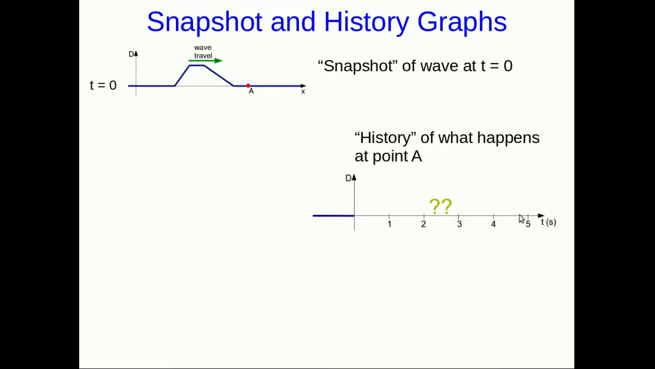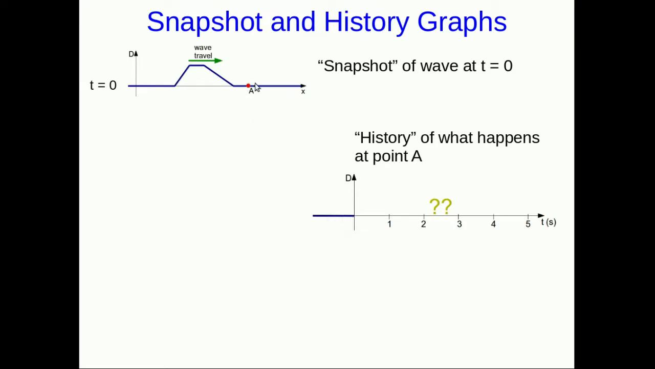Now I haven't drawn this one. I've left these question marks here because what I'm now going to show is how you figure out the shape of the history graph from thinking about the snapshot graphs. So I have drawn one piece in.